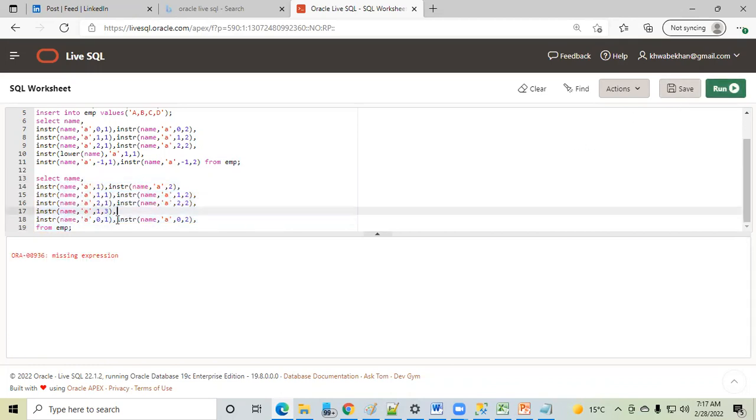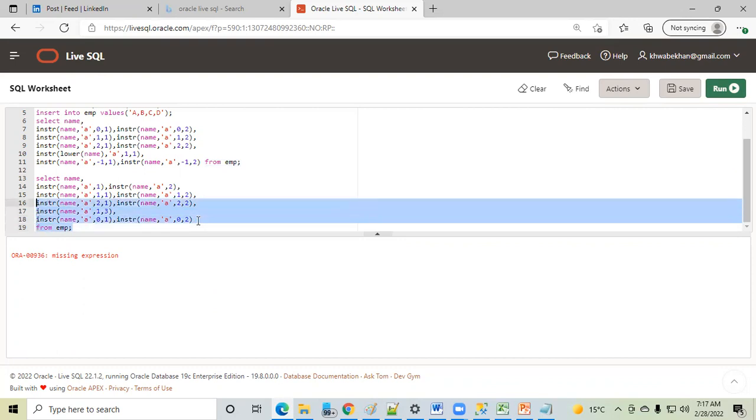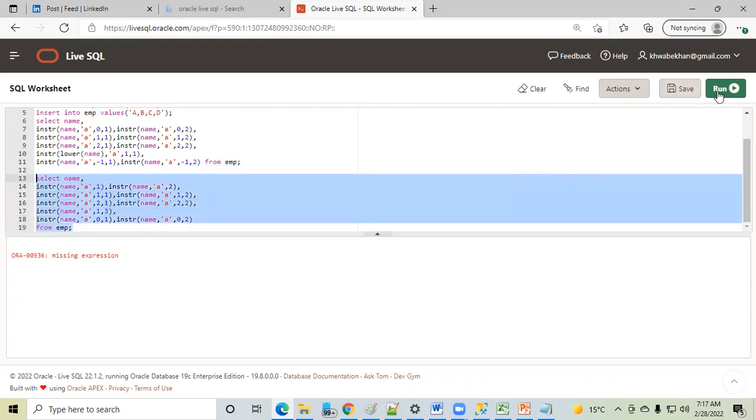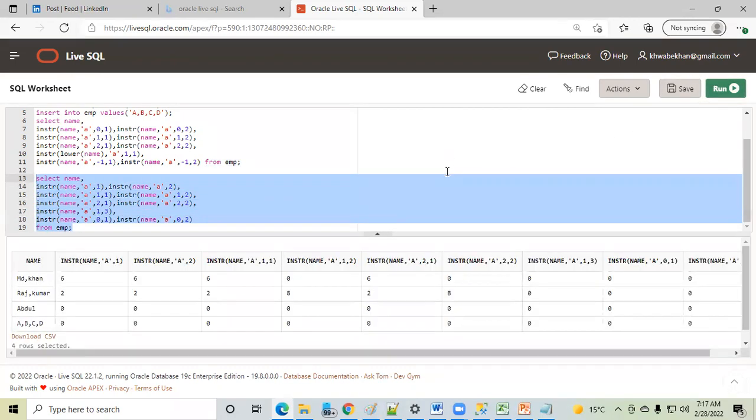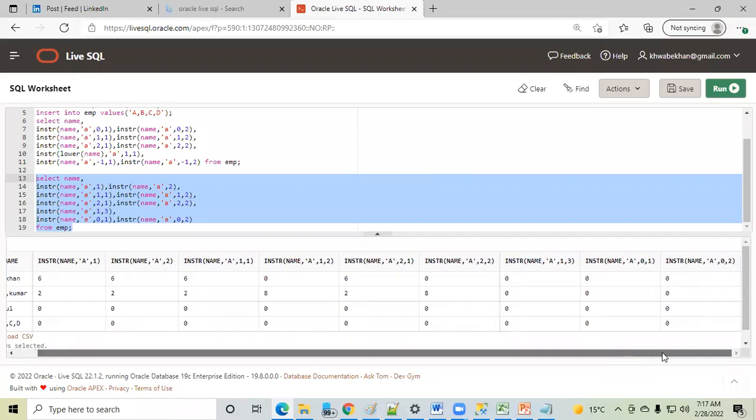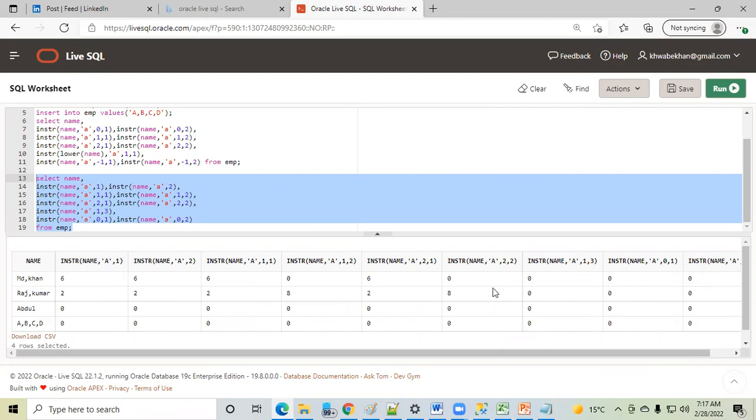So I'm missing expression. Where I missed? Oh, this one I missed. Okay. 0 comma 2. This one I've taken, right? 2 comma 1 was this, 2 comma 2 is this. That's all.